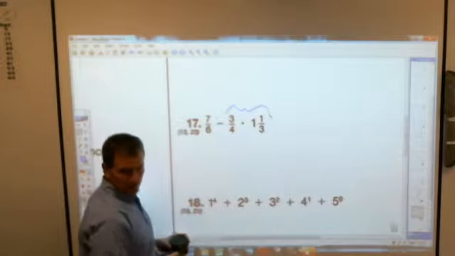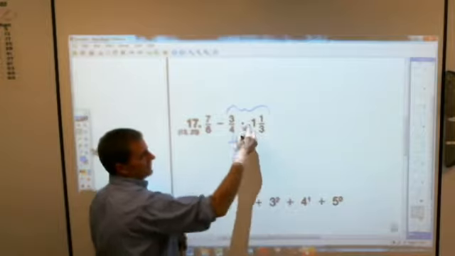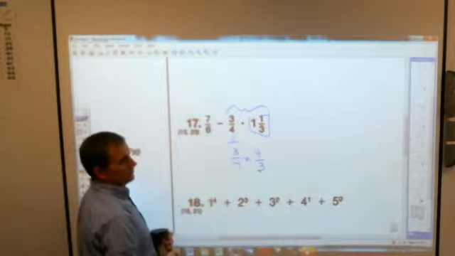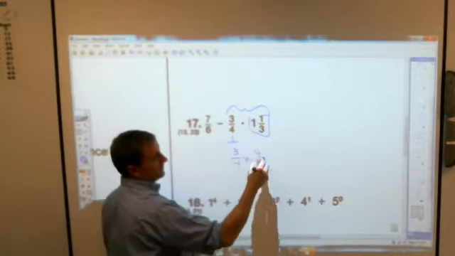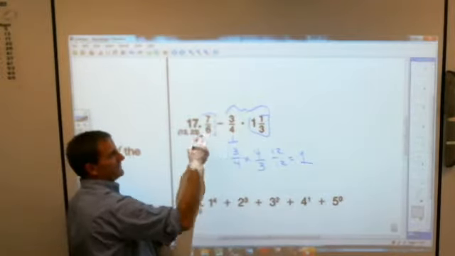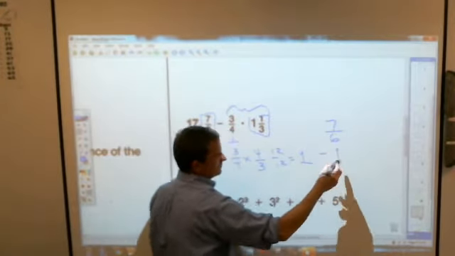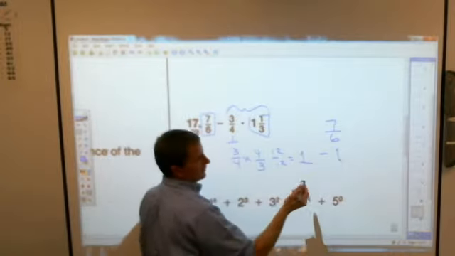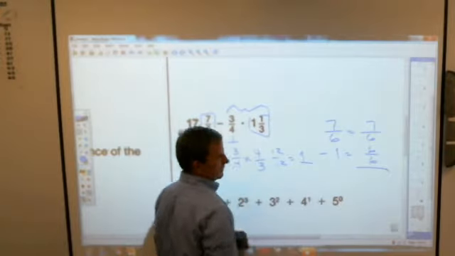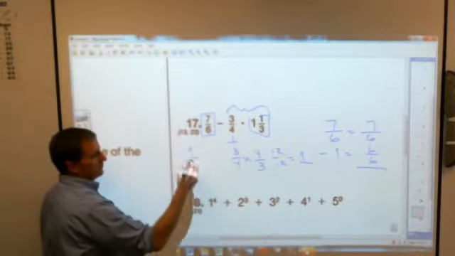So who asked me this question? Did you take 3/4 and multiply it by this as an improper fraction, which is 4/3? Yes. And what happens when you multiply those together? You get 12 over 12, right? 12 over 12 is 1. So you're going to take 7/6 and subtract 1 from it. Well, what is 1 with the denominator of 6? It's 6/6. And 7/6 minus 6/6 would be 1/6.